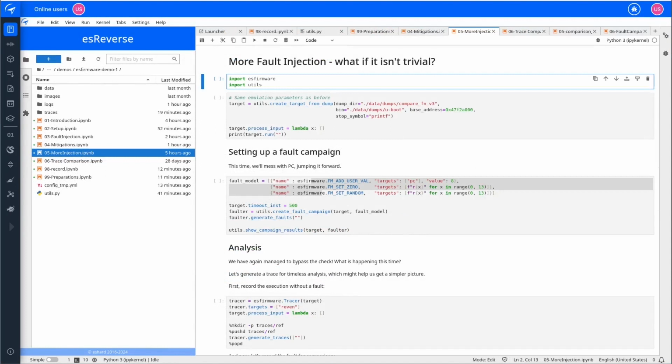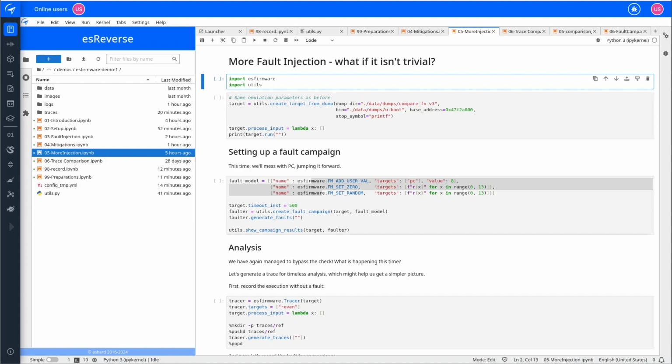So what we've seen so far is that using ES Reverse, we were able to target a firmware, a function, run a fault injection campaign on top of that, see the vulnerability, implement a mitigation, and verify whether or not this mitigation was effective. And in our case, of course, it wasn't, so we were able to correct that. So that's good. But what if we move away from that slightly simple example?